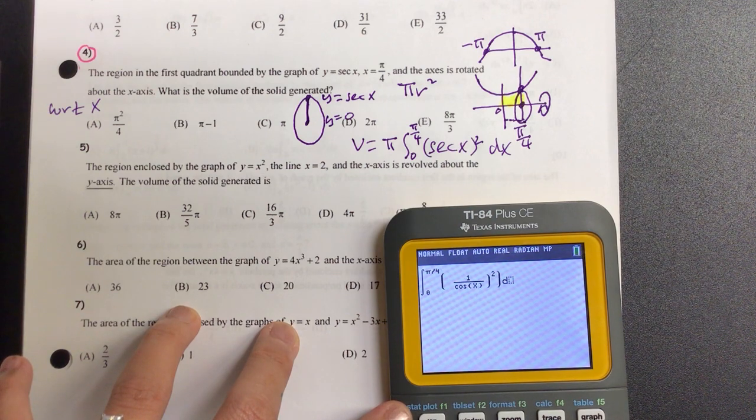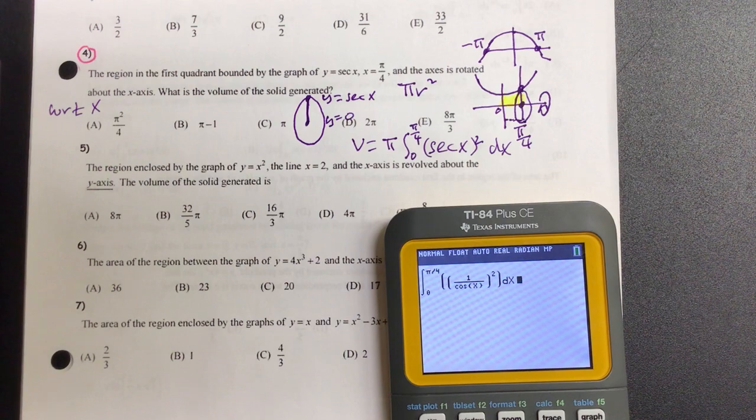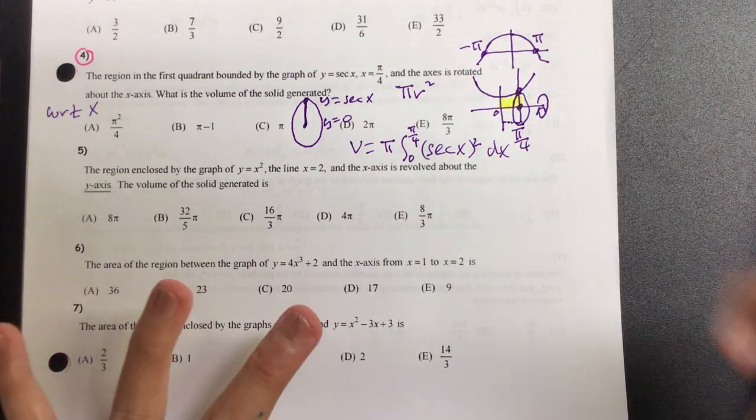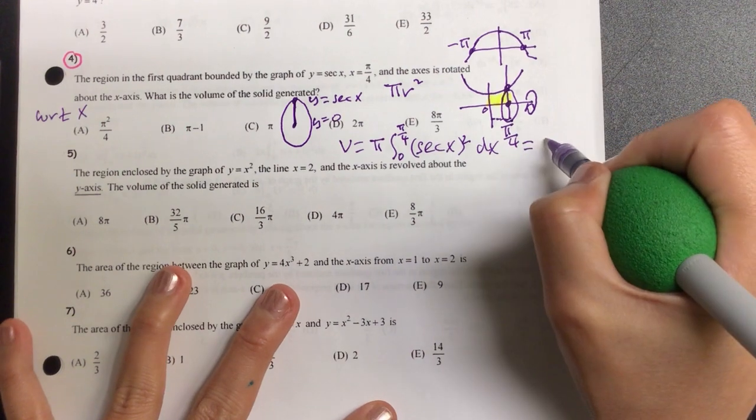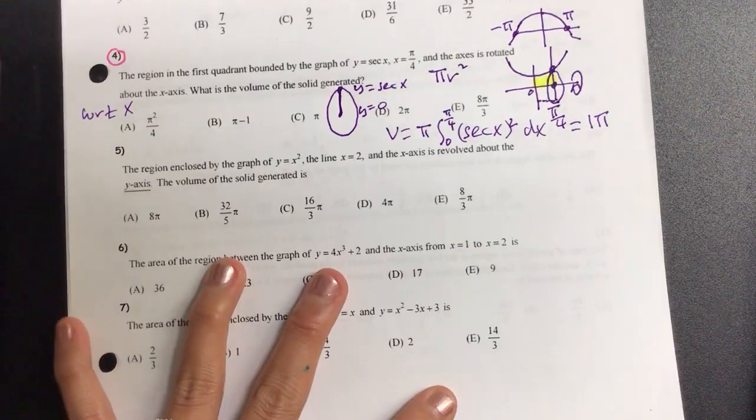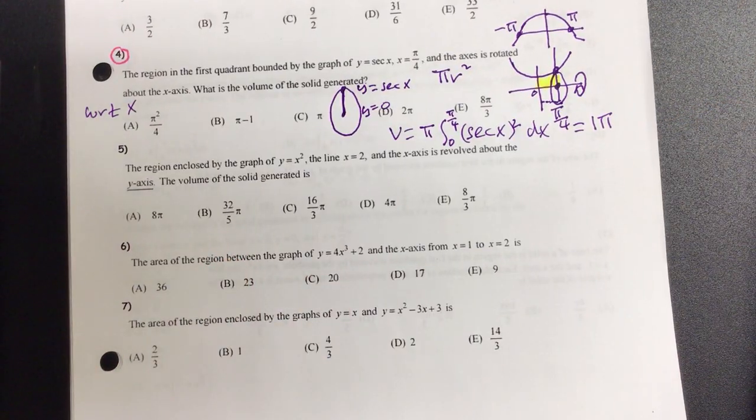Insert. And I'm hoping to get 1. Yep, I do. So if I know I have 1 and I need to carry the pi over, it's really 1 pi. So which is going to be the right answer for this one? C.